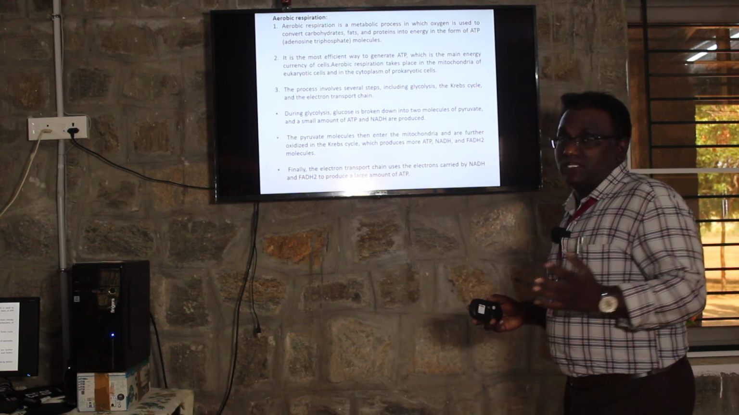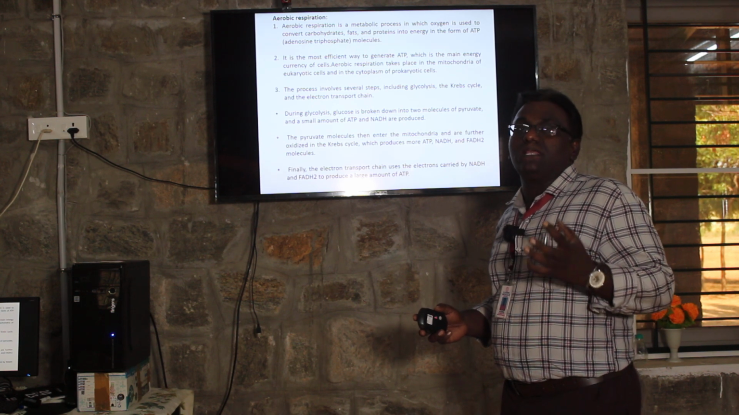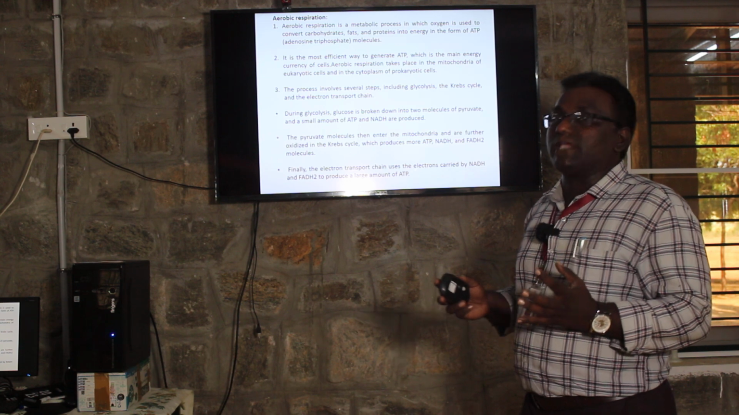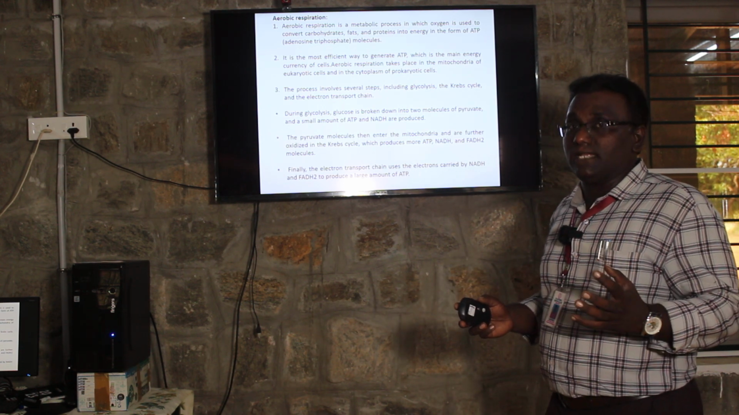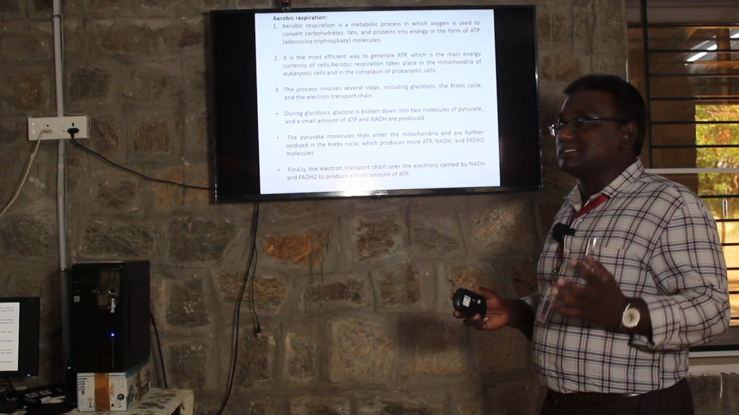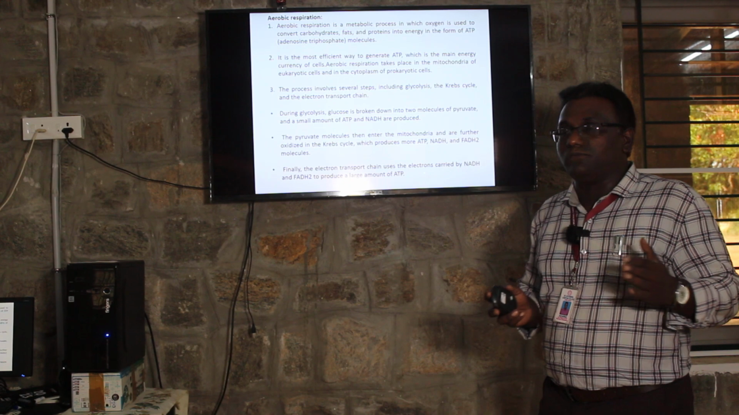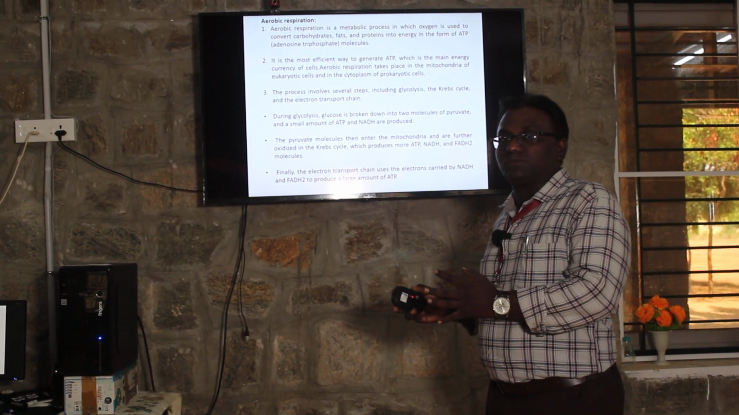Aerobic respiration is a metabolic process in which oxygen is used to burn glucose, fat molecules, and protein molecules to produce ATP. This is one of the most efficient ways to generate ATP in a living cell. This process involves various steps, right from glycolysis, the Krebs cycle, and the electron transport chain.